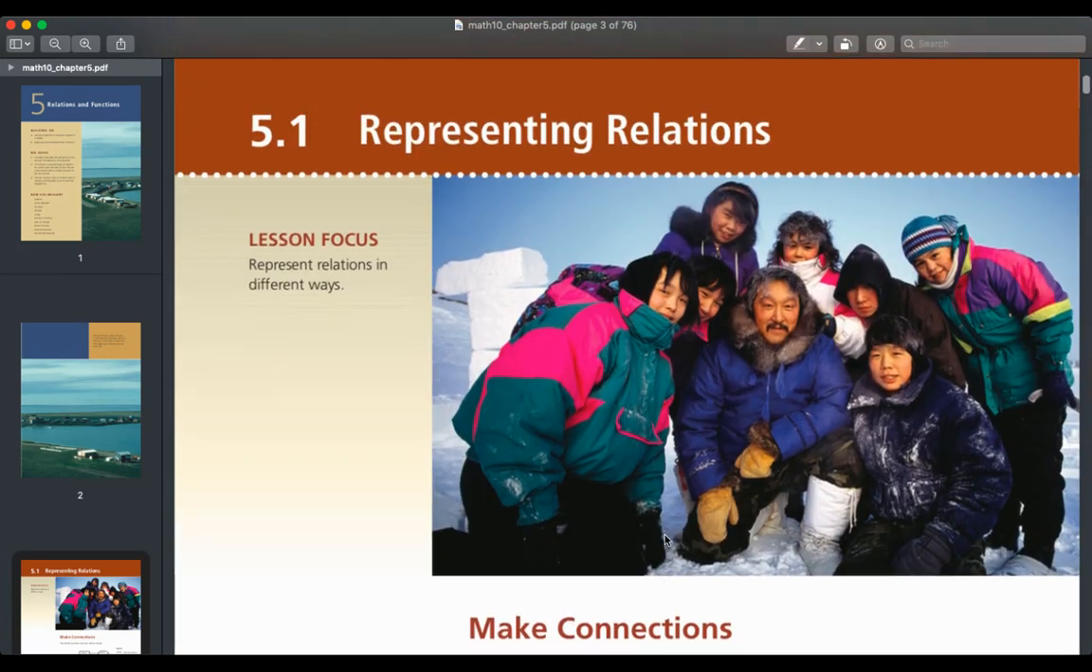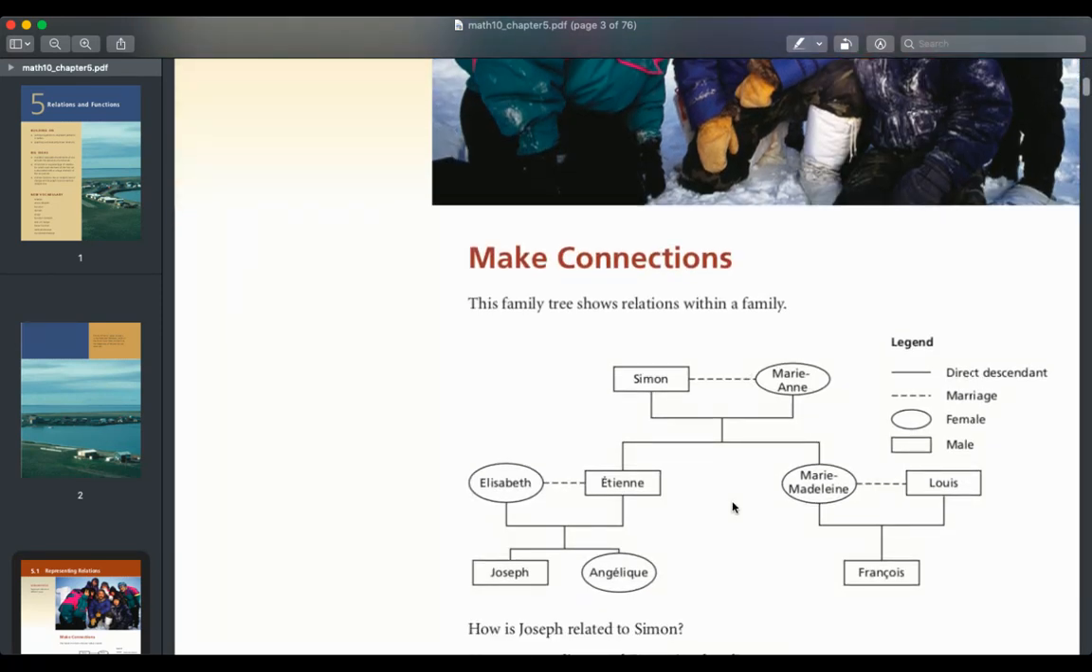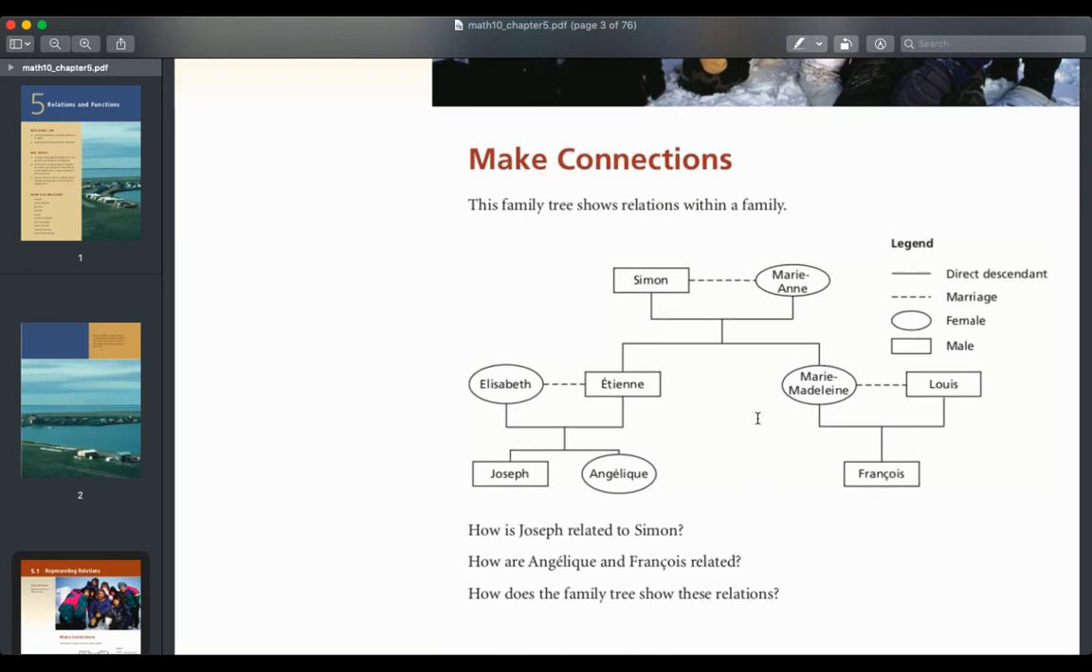A relation is any pattern that exists or can connect objects or items together. And so it's a really, really general idea. They show a picture here, a family tree picture that represents a relation. We've got dotted lines representing marriage. We have solid lines representing descendants.